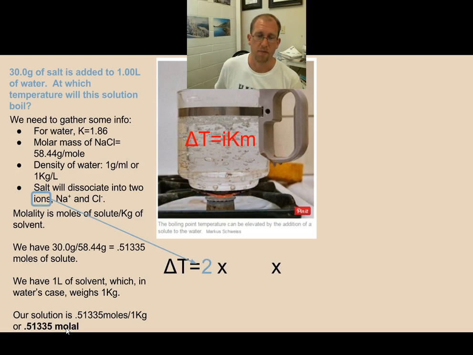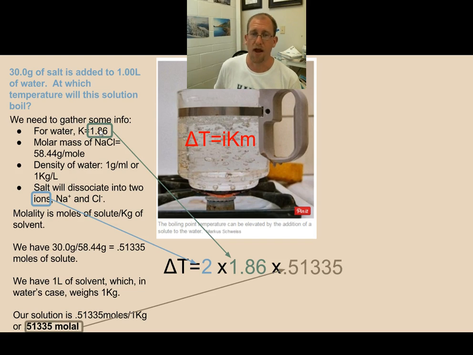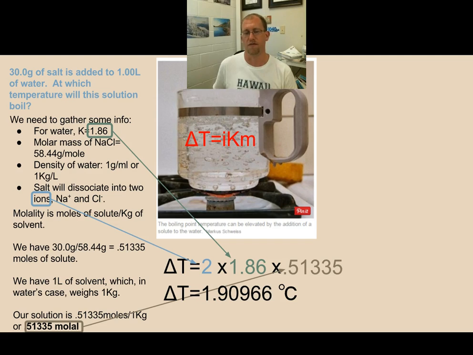So i is 2, right, because it dissolves into 2 ions. K is 1.86, and the value for m is 0.51335. So I just have to multiply all that together, 2 times 1.86 times 0.51335, and I get 1.90966 degrees Celsius. That's my elevation for the boiling point. Now it's not going to boil at 1.9 degrees. It's going to boil 1.9 degrees higher than it would have boiled before.